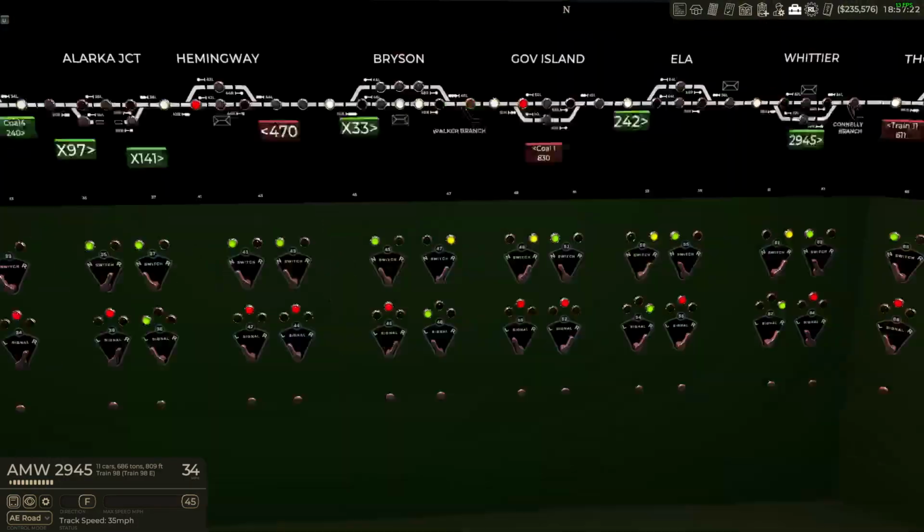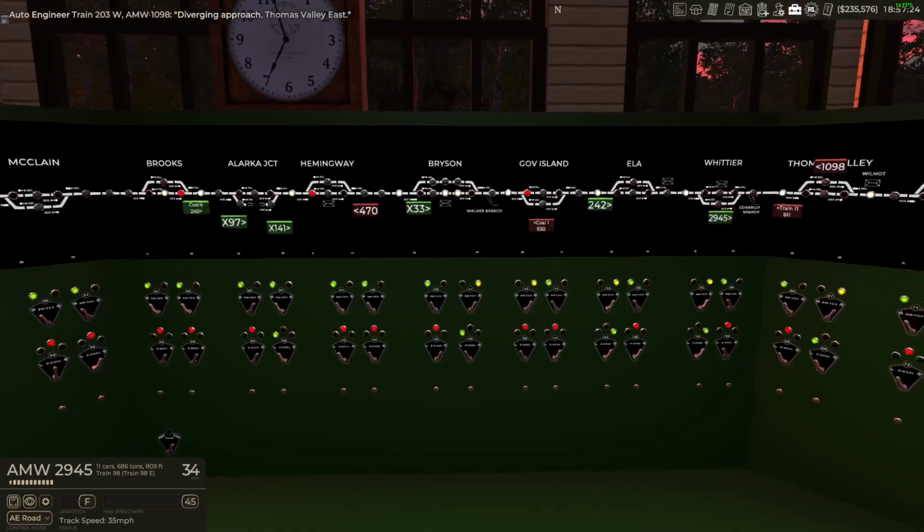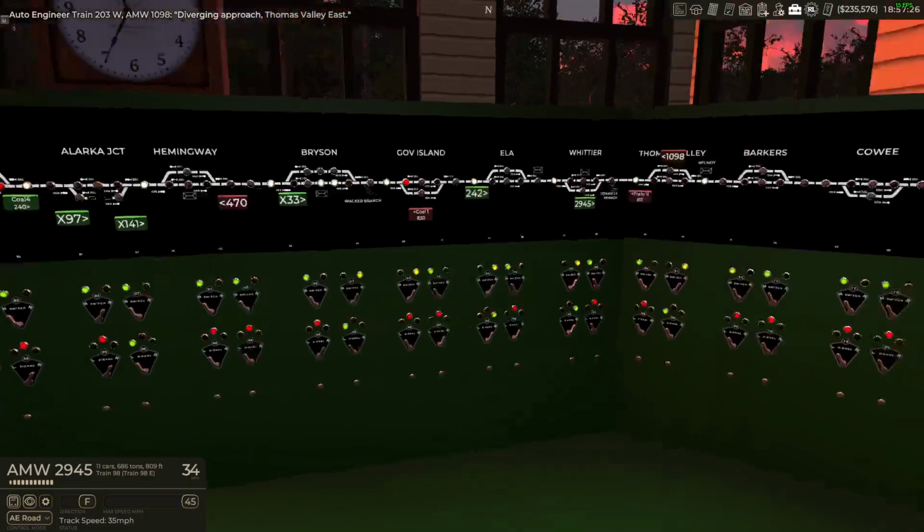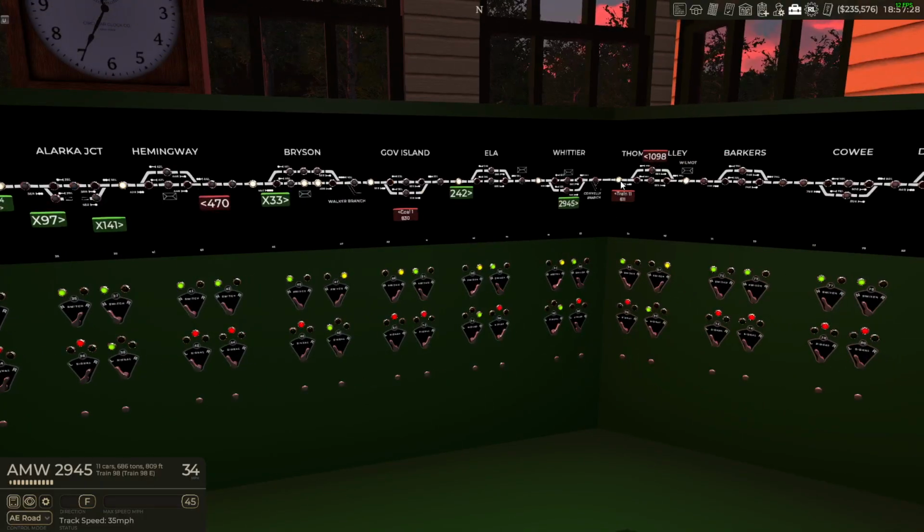Okay, so we're gonna sit back down. I've got this meet to worry about. 1098 is gonna hold in that hole while 611 works its industry. And we'll probably have a meet in Whittier at some point.